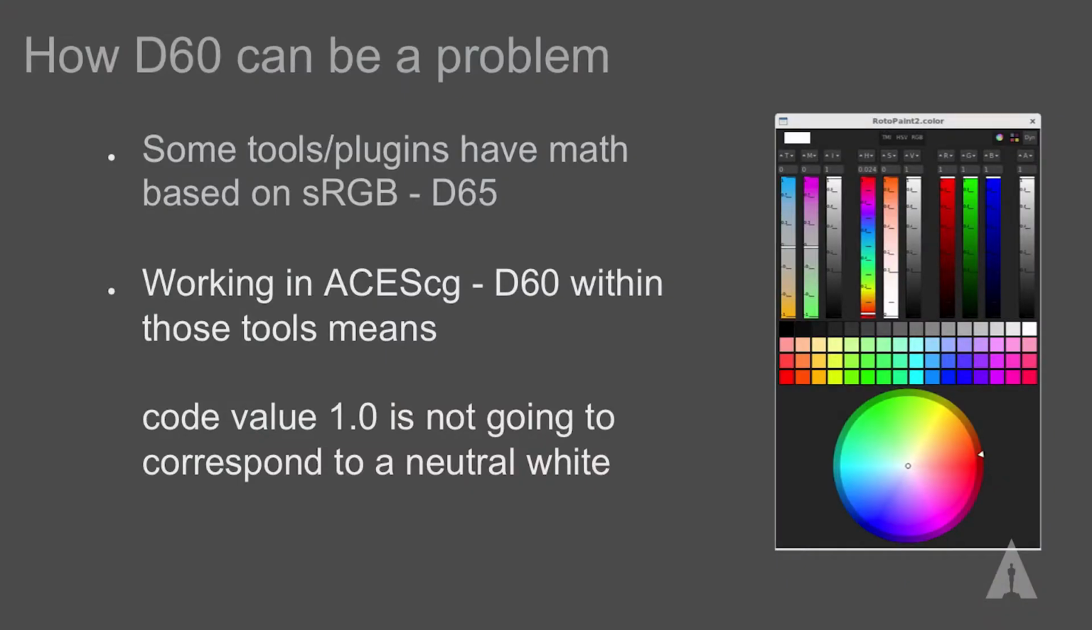As I evoked in my introduction, there are a lot of tools, including in Nuke, or plugins that are based on sRGB, so that are D65 tools. This means that when we are working using a D60 color space, the code value 1 is not going to correspond to our neutral white, the one we choose when we white balance our plate.